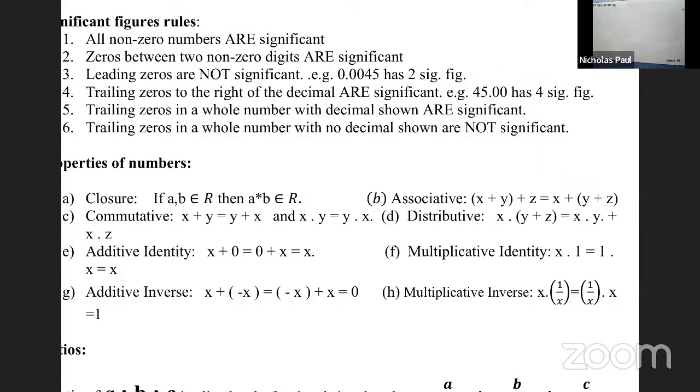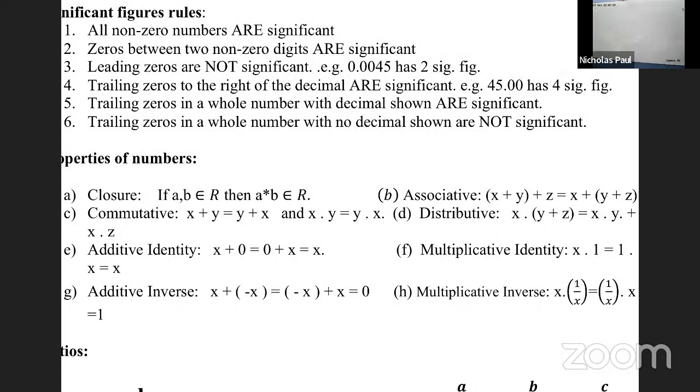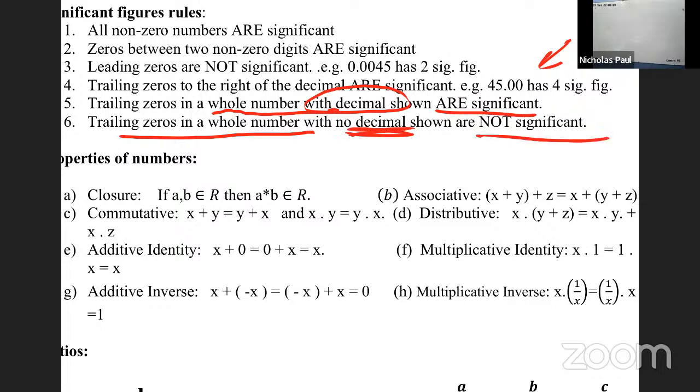Trailing zeros in a whole number with a decimal are significant. That's kind of like the same thing here. And trailing zeros with no decimal are not significant. Everybody okay with that? So you have to say that the decimal place is what will make them significant. All right?